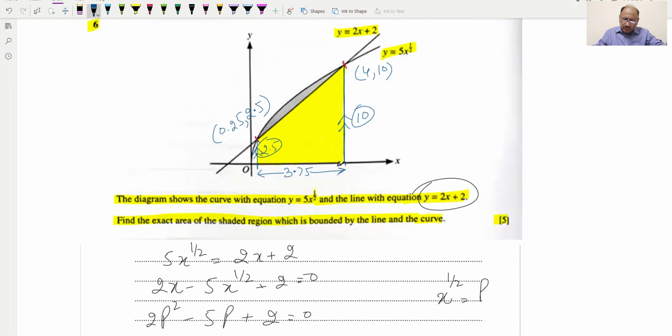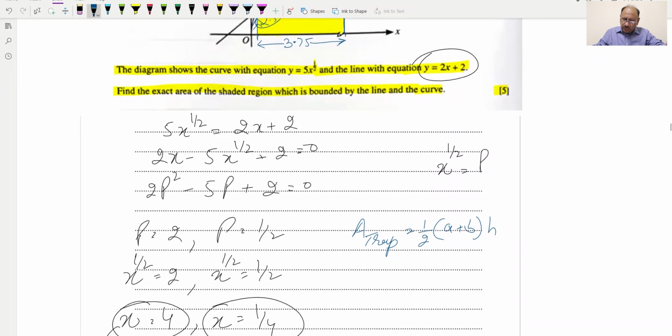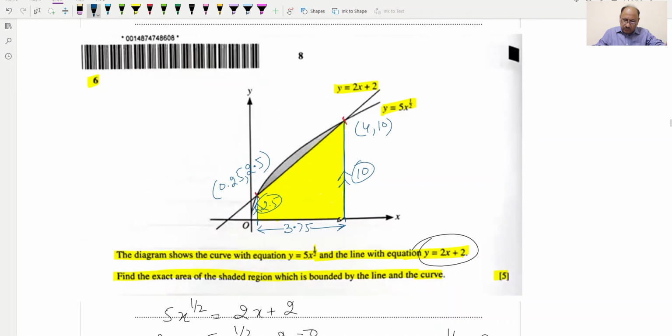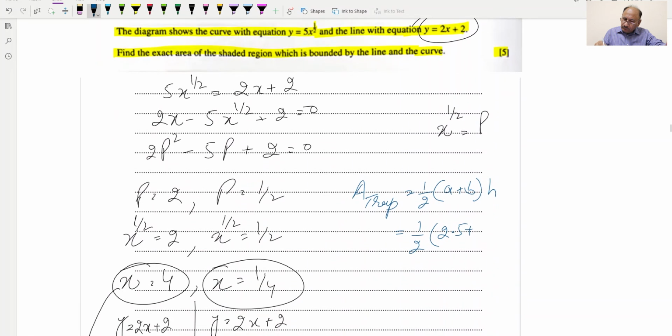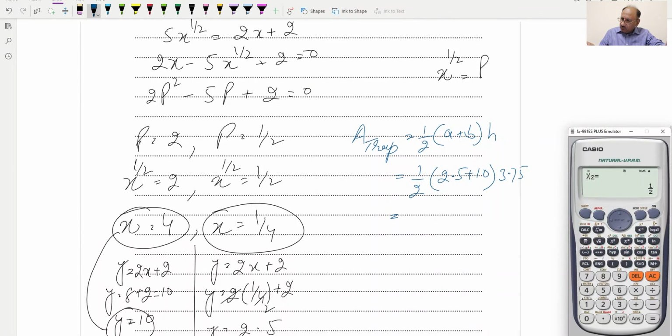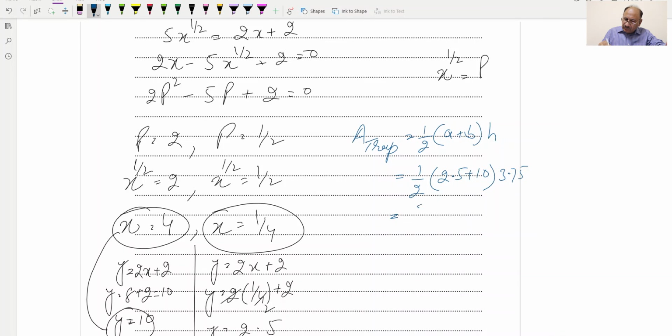So we are taking 2.5 plus 10 into 3.75, so it will be 1 by 2 into 2.5 plus 10 and multiply by 3.75, and this will be resulting to what? This will be 0.5, which is half, into 2.5 plus 10 and multiply by 3.75, and this is resulting to 375 over 16.